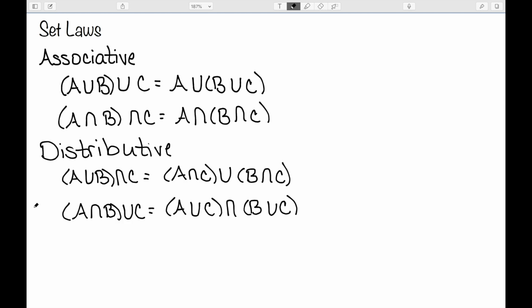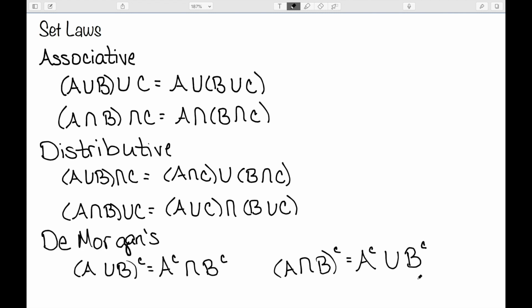Next, we have our distributive laws, which is how we can combine unions and intersections. A union B intersect C is the same thing as taking the intersection of A and C, the intersection of B and C, and then the union of those two sets. We also have A intersect B, union C, is the same thing as taking the intersection of the sets A union C, B union C.